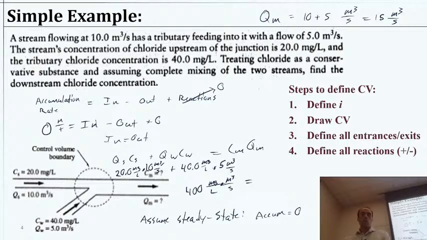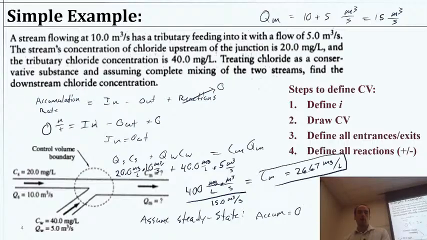Those are the inputs. On the right side of the equation, we have QM, CM. We're trying to solve for CM. I'm going to divide both sides by QM, which was 15.0 cubic meters per second. That should give us, if anybody's got that, I think it's 26.67 milligrams per liter.